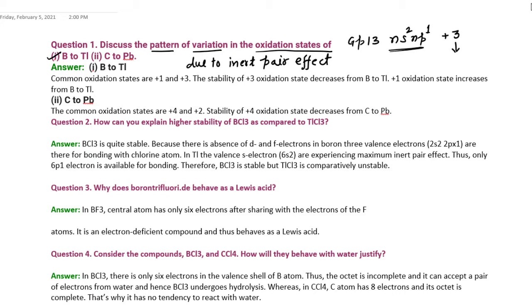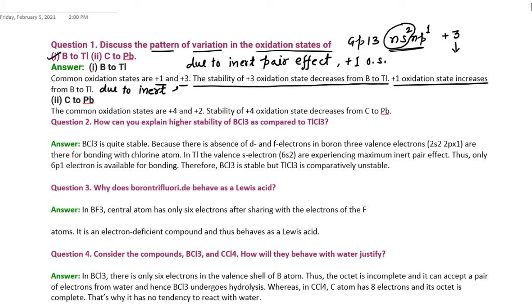Due to inert pair effect, s electron pair becomes inert, and that's why stability of +1 oxidation state increases. That's why the common oxidation states are +1 and +3, and stability of +3 oxidation state decreases, and +1 oxidation state increases from boron to aluminium. It is due to inert pair effect. Okay, so this is the general pattern.